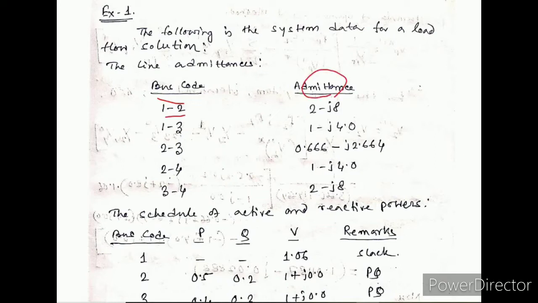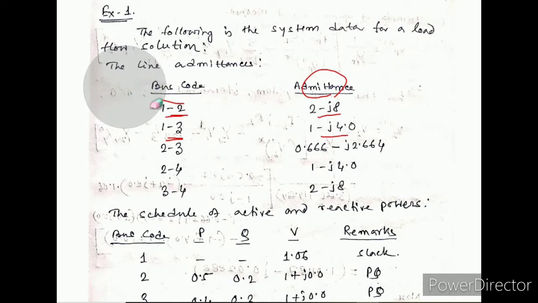This 1 to 2 means bus 1 is connected with bus 2. Here bus 1 to 3 means bus 1 is connected with bus 3. The admittance of the transmission line connected between bus 1 and 2 is 2 minus j8, and the admittance of the transmission line connected between bus 1 and 3 is 1 minus j4.0. Similarly, the rest of the bus codes as well as admittances are given here.